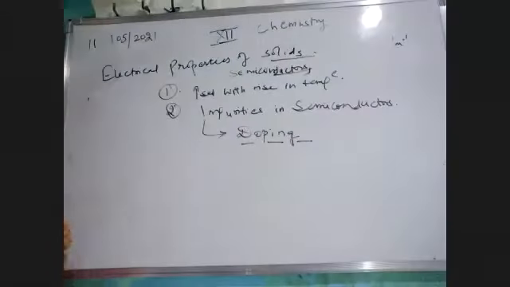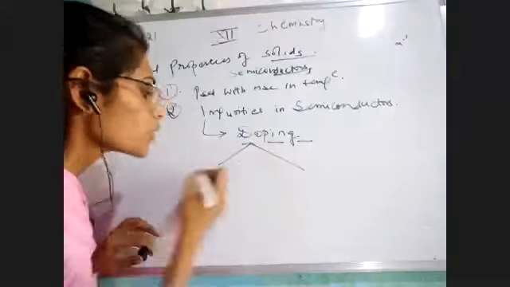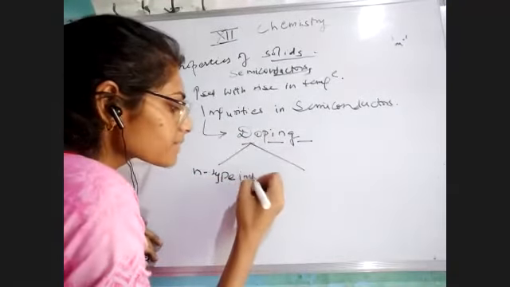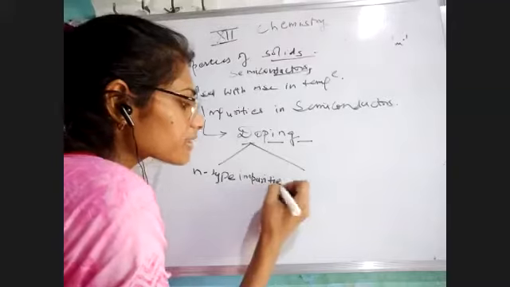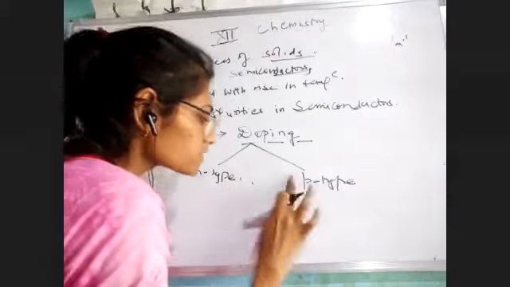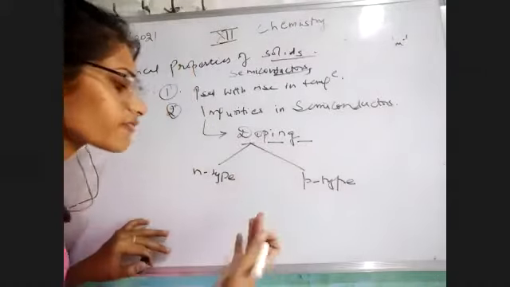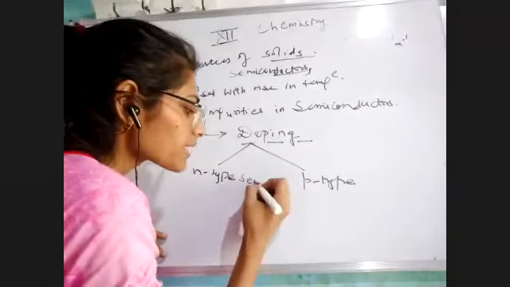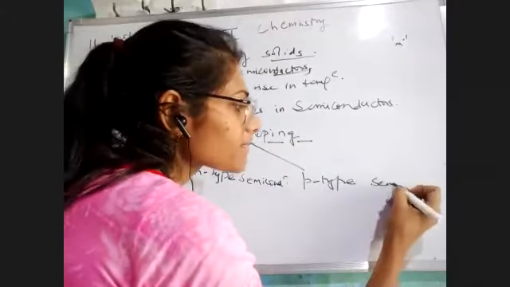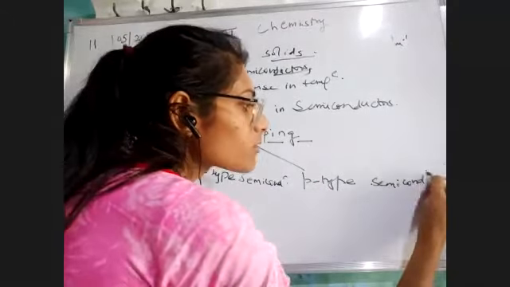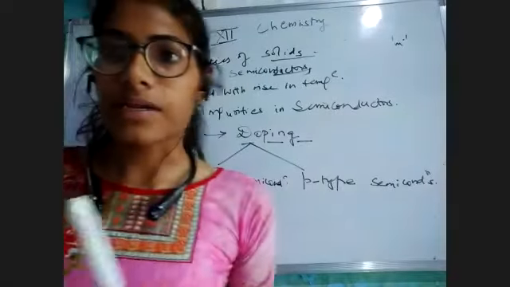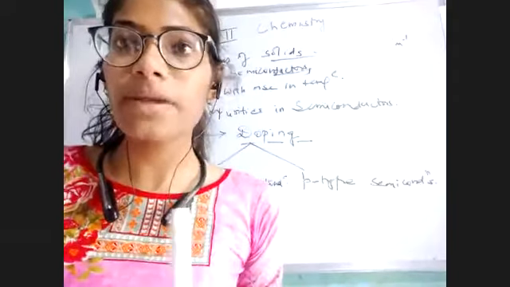Now, doping can be done by two types: N-type impurities and P-type impurities. After adding N-type impurities, the semiconductor becomes an N-type semiconductor, and with P-type impurities, a P-type semiconductor. So this is our next topic. What are N-type and P-type semiconductors? Let's begin with this topic.